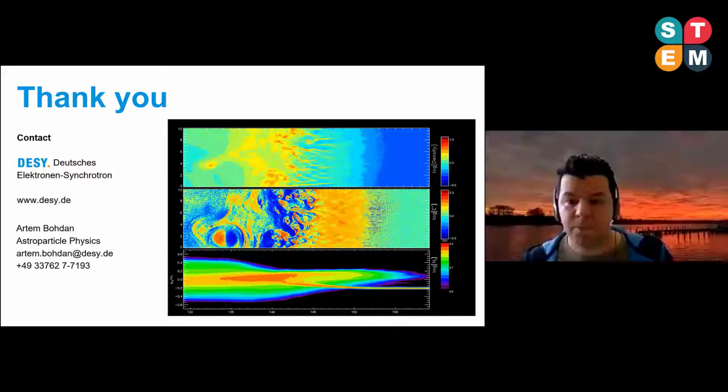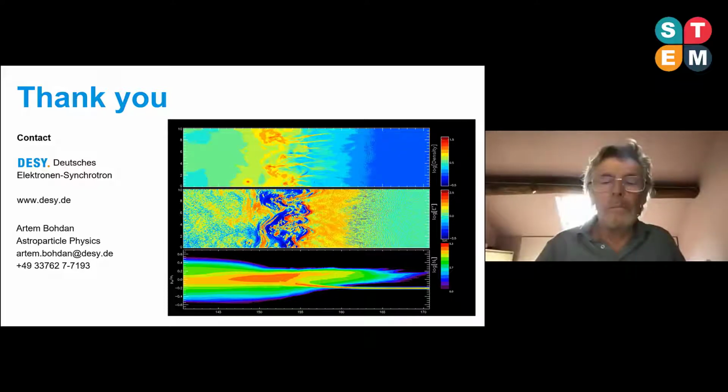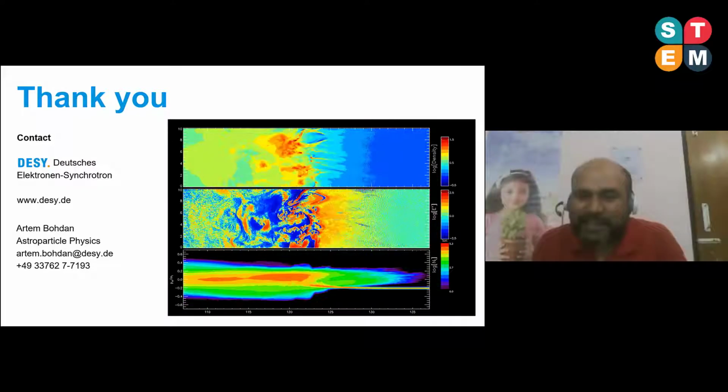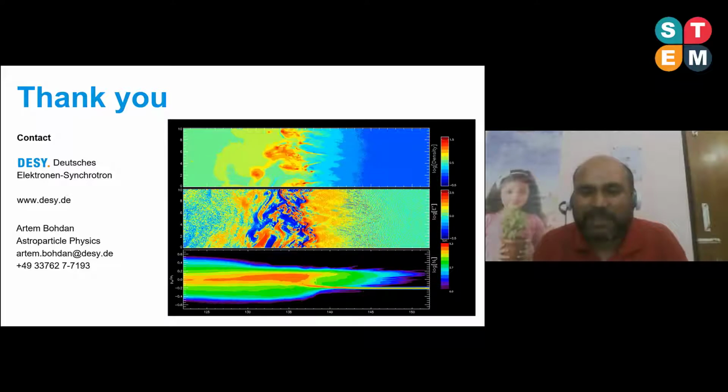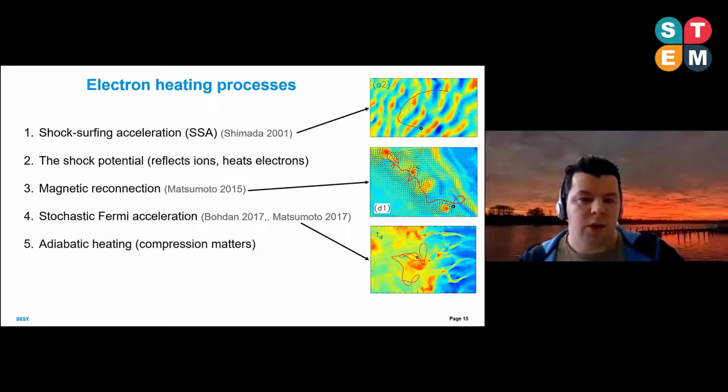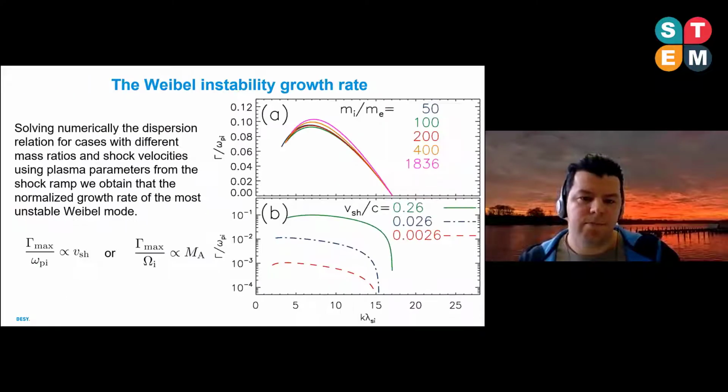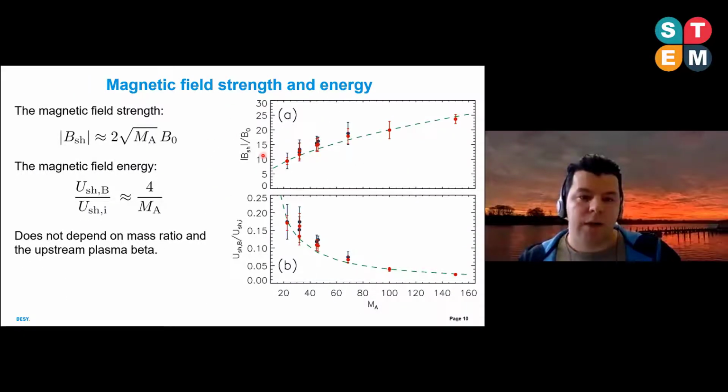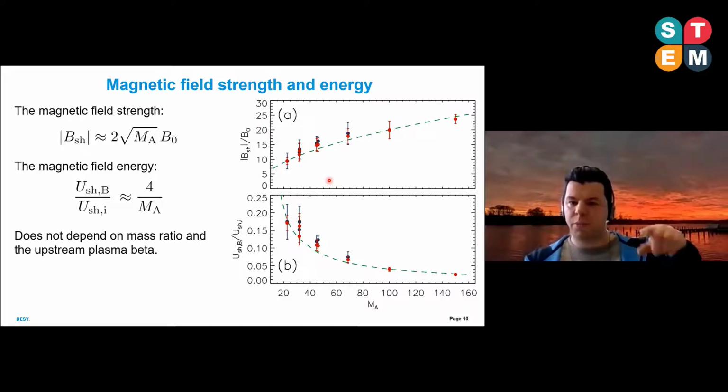Question: how does the Weibel instability amplify the magnetic field, and what is the percentage of amplification? Essentially, if you look at the ratio between the average magnetic field inside the shock divided by the initial magnetic field, you see that it goes up to 20 to 25. If you calculate delta B over B, averaged inside the shock region, it's always about 1. So it's strong fluctuations of magnetic field.